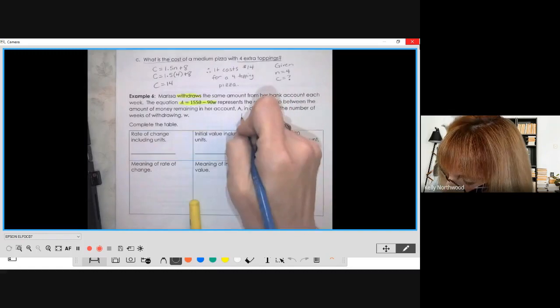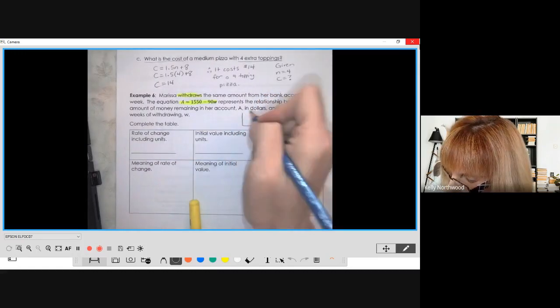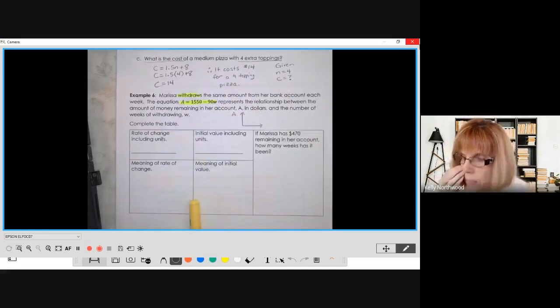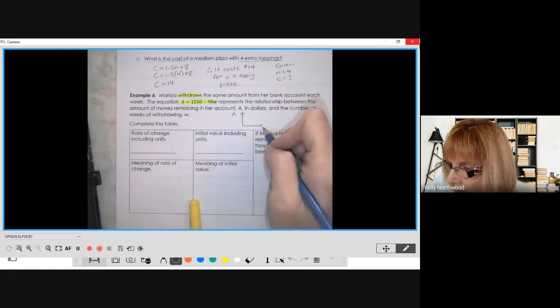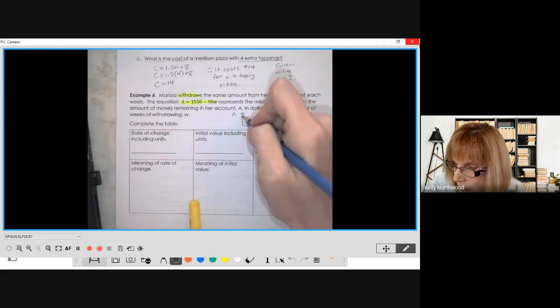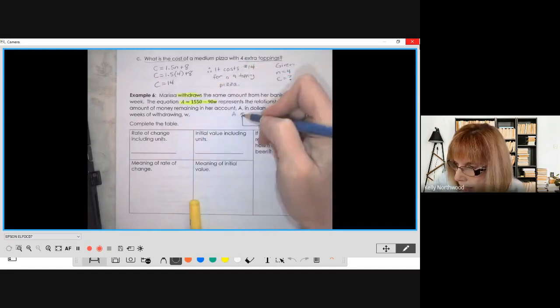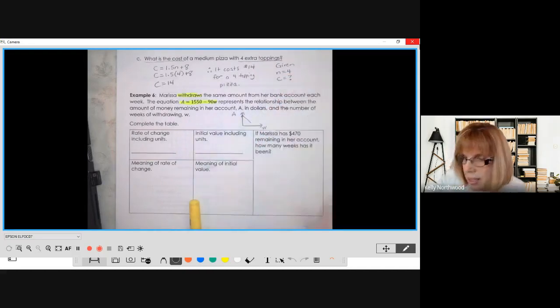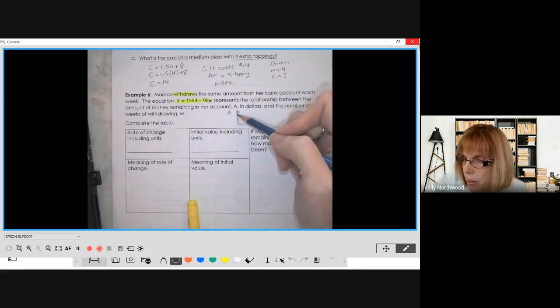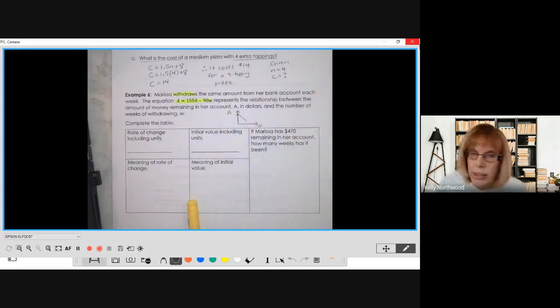So again, for this one, I feel like a sketch would be helpful. Instead of having Y on my vertical axis, I have the amount in the account. And instead of having X on my horizontal, I have the number of weeks, W. And I know I'm starting off with a certain amount, but I'm withdrawing money, I'm taking it out. So the amount in my account is decreasing. So there should be a negative slope. So that picture helps me understand what's going on. I'm starting off with a certain amount and then decreasing that amount as the weeks go on.